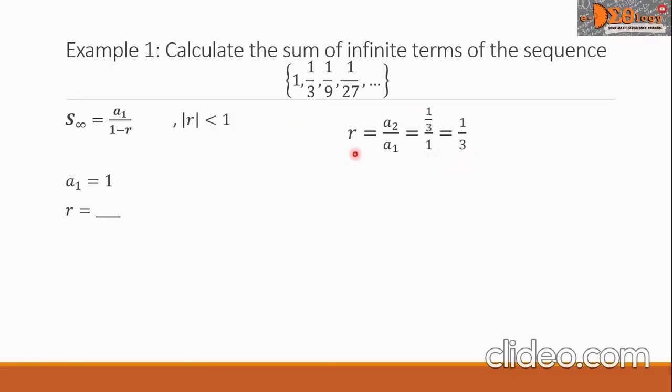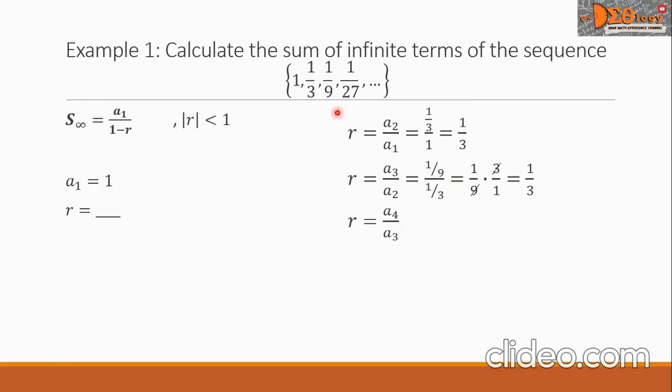Let us take another pair, that is a sub 3 over a sub 2, and this is equal to 1 over 9 all over 1/3. Let us show now that this is 1 over 9 times the inverted fraction 3 over 1. So we can cancel the 3 and the 9 down here, and this is also equal to 1 over 3.